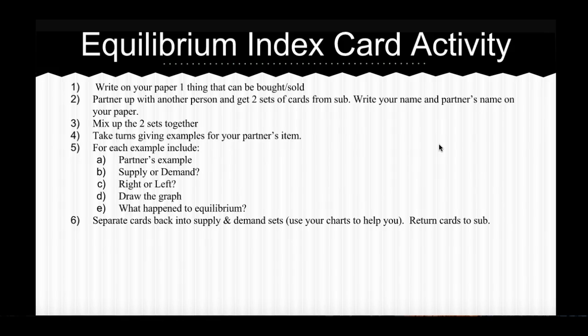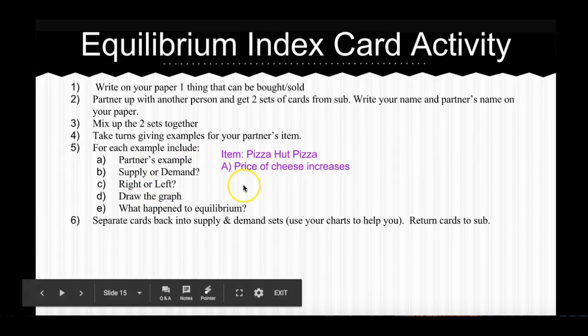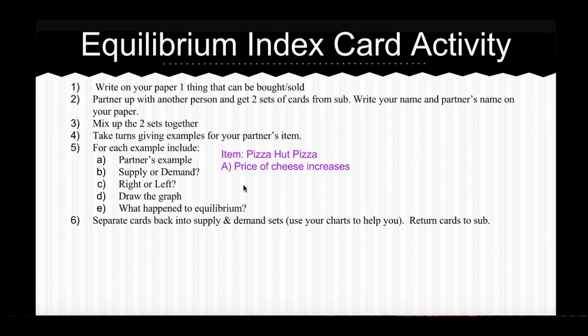So let's talk example. Let's say that the item on my partner's paper is Pizza Hut pizza. I know I keep talking about pizza. And I draw a card and it says cost of inputs. So part A says partner's example, and I give them the example that the price of cheese increases. That's cost of input. I'm not going to tell my partner it says cost of inputs. They have to figure out, oh wait, this is cost of inputs?